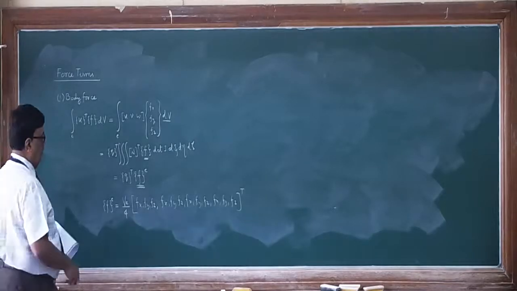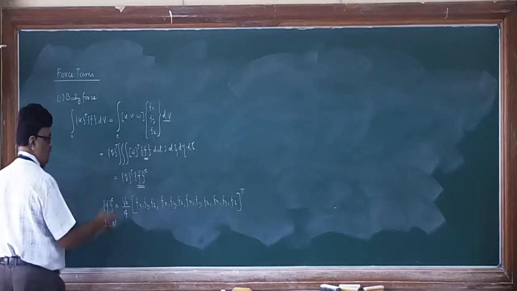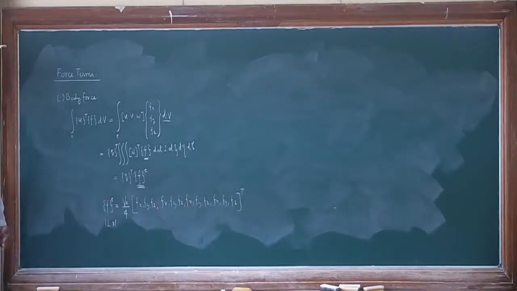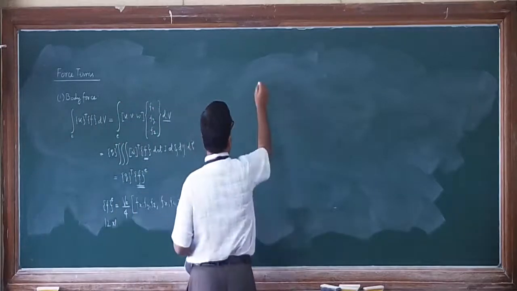So naturally, this is going to be of what size? Totally it is 12 by 1 size. All these 12 components in respective x, y, z directions are going to be there, and then we are going to find out the total body force components. In the similar way, we can find out the traction force also.